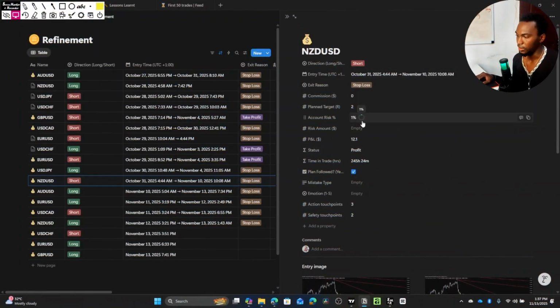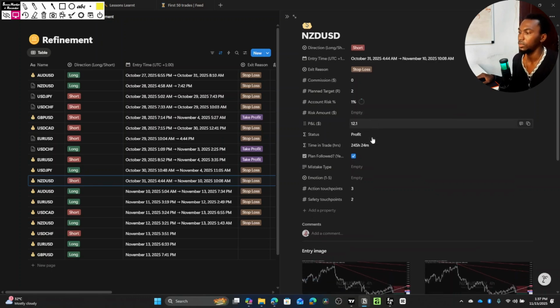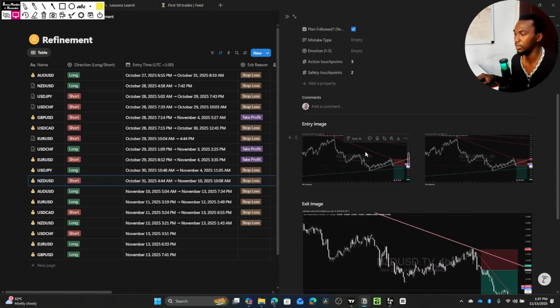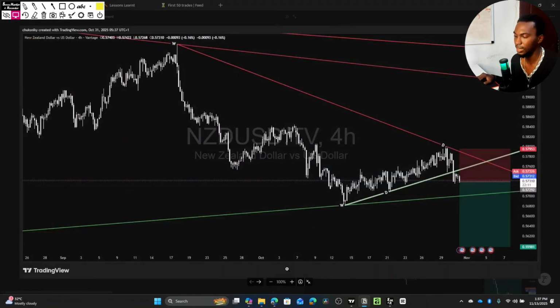Now, the New Zealand dollar US dollar trade, which was running at the end of the last video, lasted 245 hours and 24 minutes. Very long time trade. And you can see this was the entry. Price made its way, breaking an upwards trend line. And there's something new, right? There's something new, but I'll teach you guys during the video. So just stick along, you'll see it.